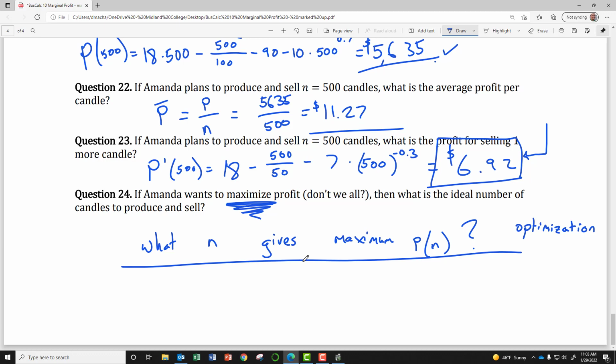In fact, the field of industrial engineering is usually where most people go to study how to optimize or maximize profits for a business. But we're going to ask this question: what N gives the maximum profit? And we're going to first solve this just using Desmos.com. Okay, so let me pull that up real quick.